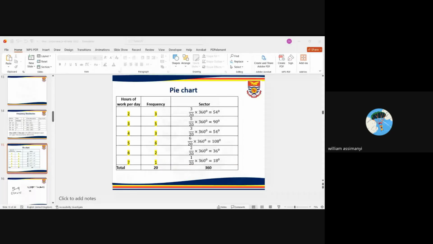And lastly, it improves accuracy. Yes, it improves accuracy and clears some doubts. Yes.